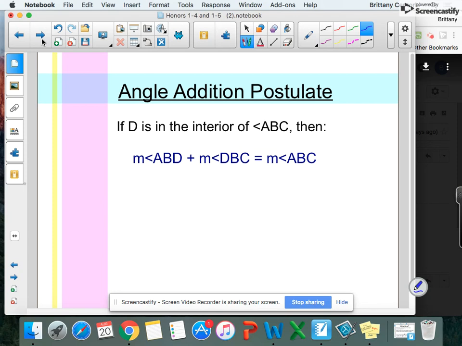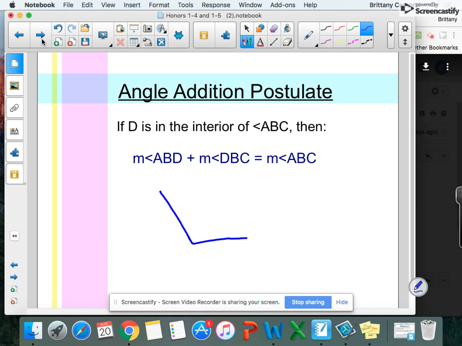So in section 1.2, we did the segment addition postulate. So that was taking two smaller segments, adding them to be a bigger segment. So the same concept is with the angle addition. We have an angle, we have a point in the interior of it, so in the inside of it. And so then we can say that the two smaller angles created are equal to the larger angle.